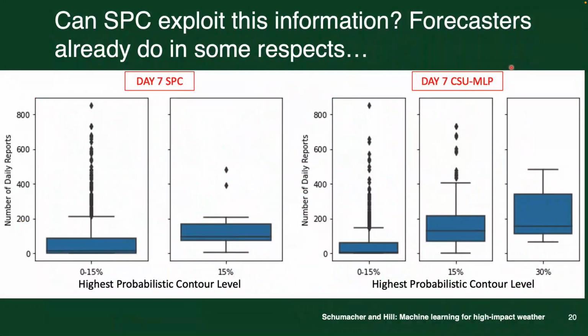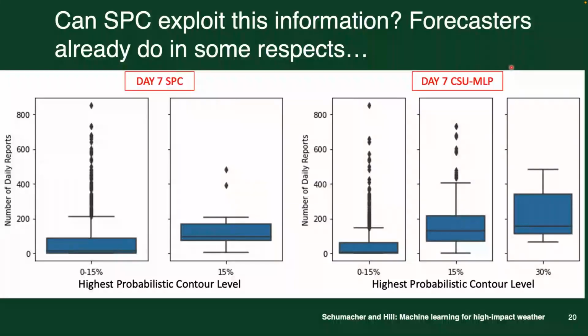One of the things we did is look at, for all of these day 7 forecasts, depending on what the highest probabilistic contour level was, what was the number of daily reports? Ideally, as your highest contour level increases, you want to see more daily reports. You want to see an indication that higher probabilistic forecasts are associated with larger, more high impact days. So on the left is the SPC forecast. That left panel is when no contour was issued. You can see the high variability.